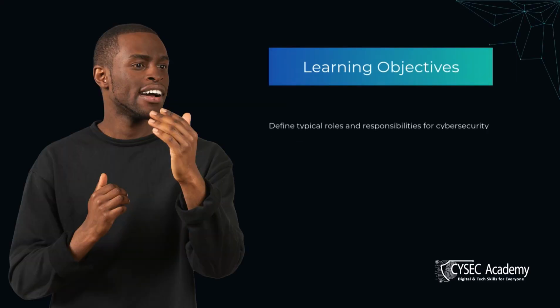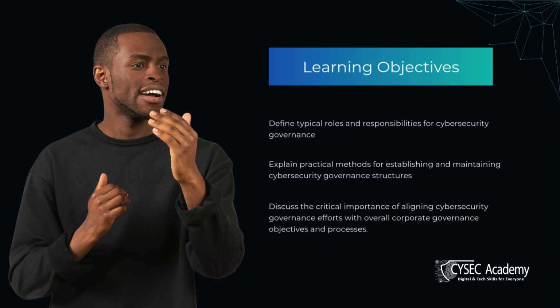Define typical roles and responsibilities for cybersecurity governance across different levels of an organization: board, management, CISO, etc. Explain practical methods for establishing and maintaining cybersecurity governance structures, such as committees and charters. Discuss the critical importance of aligning cybersecurity governance efforts with overall corporate governance objectives and processes.